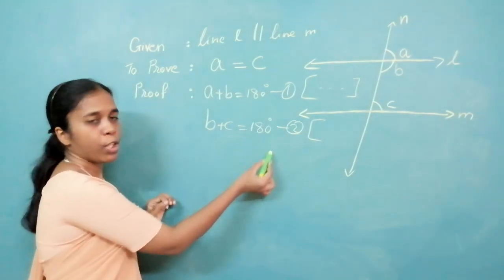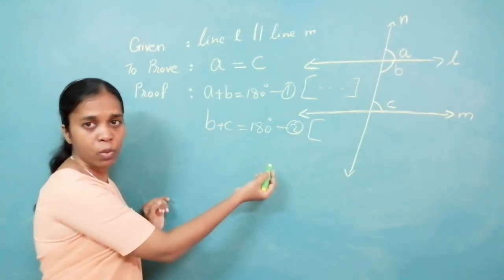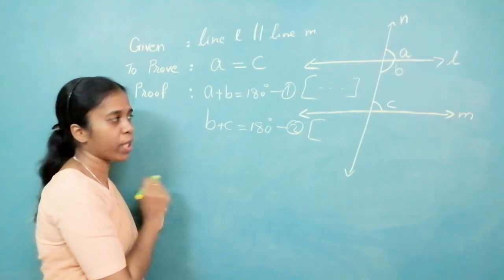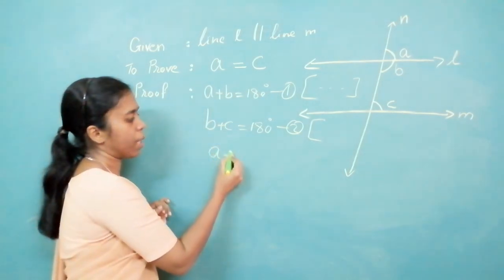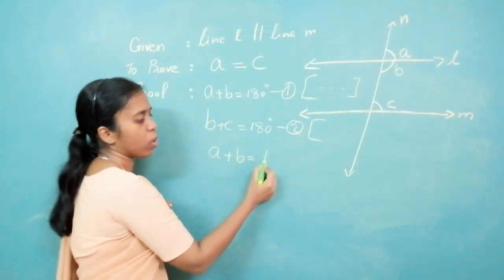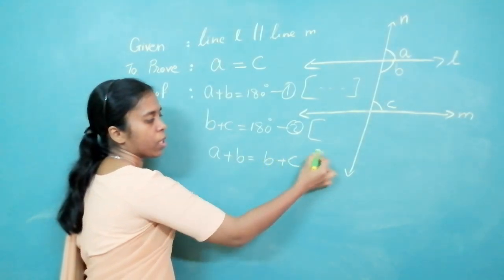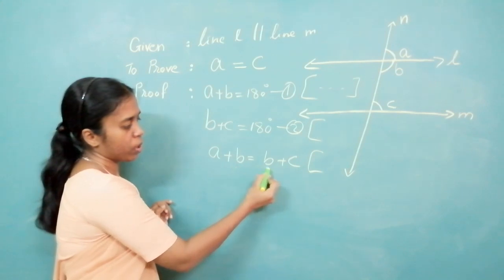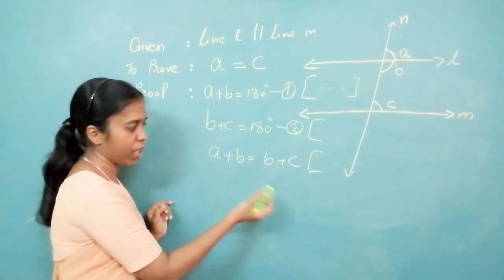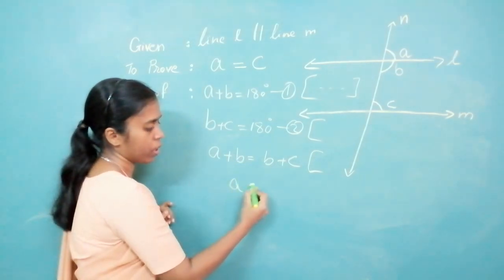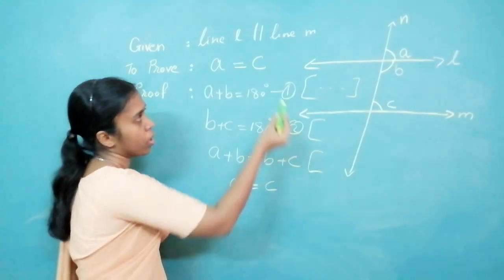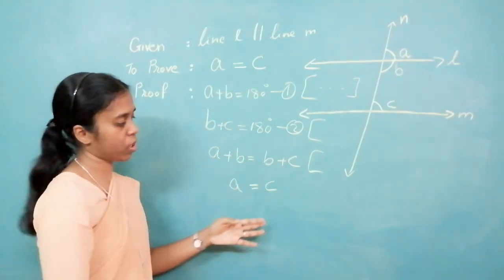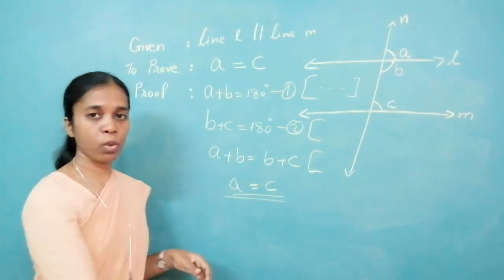Look at equation 1 and 2. The right hand sides are equal. Therefore, the left hand sides also should be equal. So I can write it as A plus B is equal to B plus C from 1 and 2. Look at this equation, on both sides I have B. So I eliminate B. So what I come out with is A is equal to C. This is what I had to prove, A is equal to C. So I have come to the conclusion.